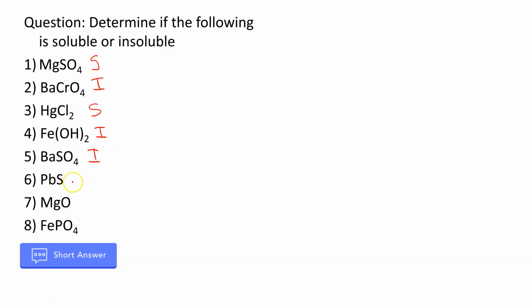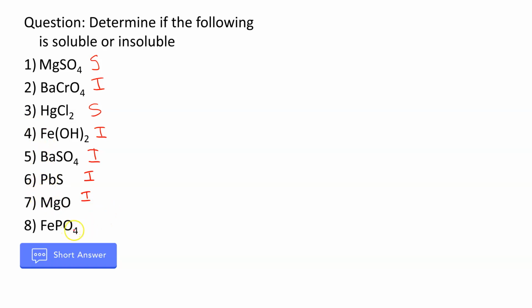PBS, -2 charge with -2, -3, usually going to be insoluble. That's a simple rule to remember. If it's -2, -3, you pretty much almost always are insoluble. The only exception are sulfates. MgO, -2, well, insoluble it is, because you notice in each of these situations, it's not ammonium or group 1. That's why I could do this.